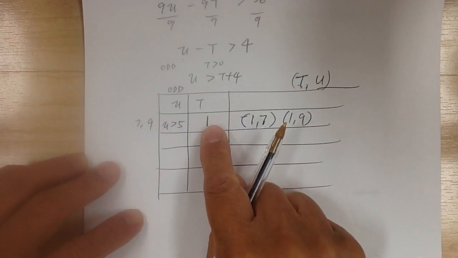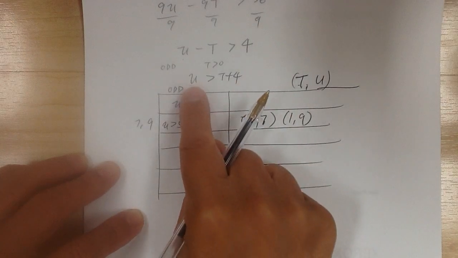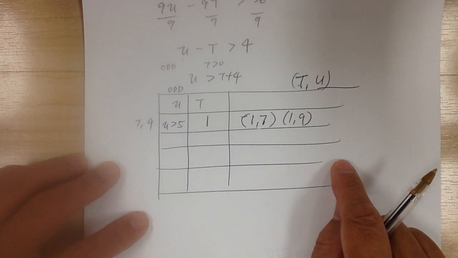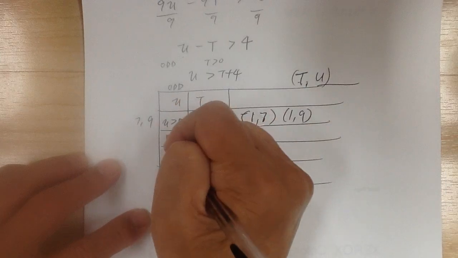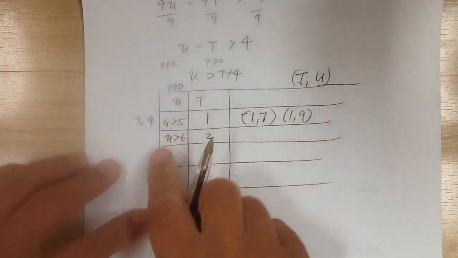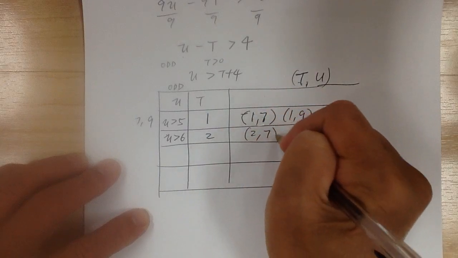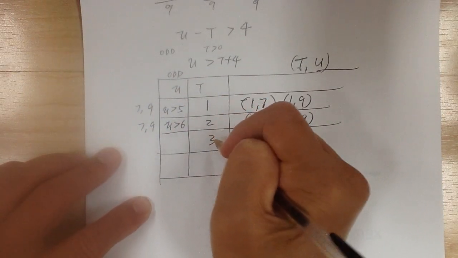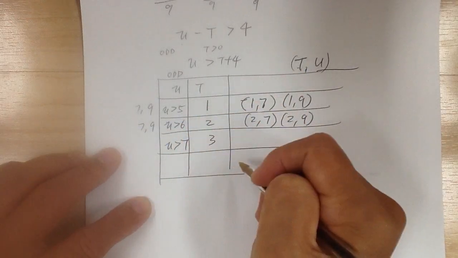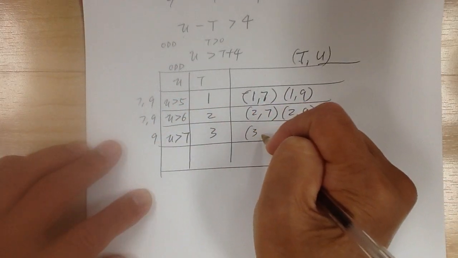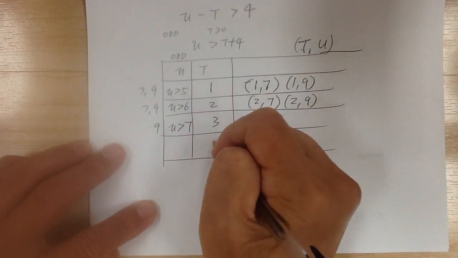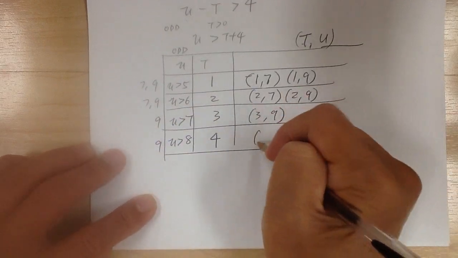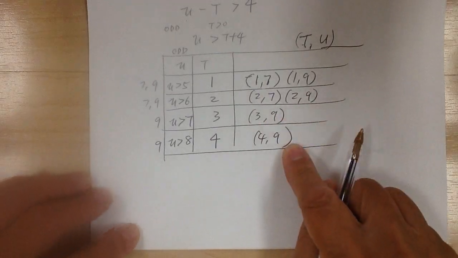So again, when t equals 1, u has to be greater than t plus 4, so u has to be greater than 5. And the odd numbers greater than 5 are 7 and 9. Now when t equals 2, then u has to be greater than 6. So again, you're going to get 7 and 9: 27, 29. And when t equals 3, then u has to be greater than 7, so it will only be 9. So you're going to get 39. And when t equals 4, then u has to be greater than 8, and therefore it's only 9. So it'd be 49. And so those are all your answers.